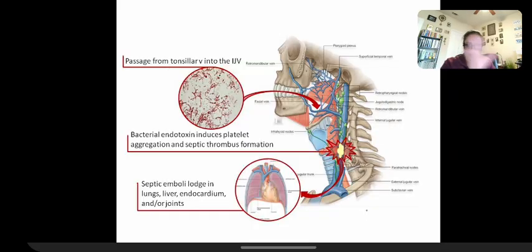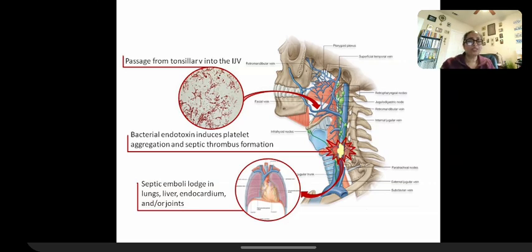So this is how the infection spreads. You have basically an upper respiratory tract infection or tonsillitis, adenoiditis. From there, the organisms spread from the tonsillar veins into the IJV or the EJV. The bacterial endotoxin induces platelet aggregation and septic thrombus formation, and then those septic emboli can go into the lungs, liver, endocardium, or joints.